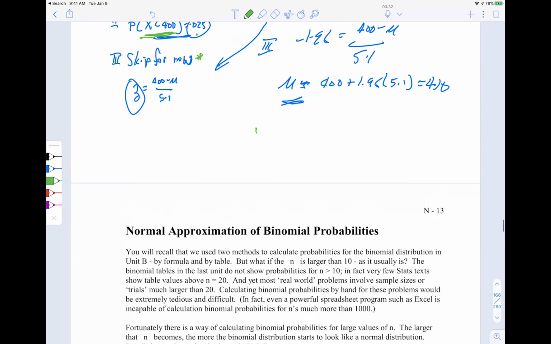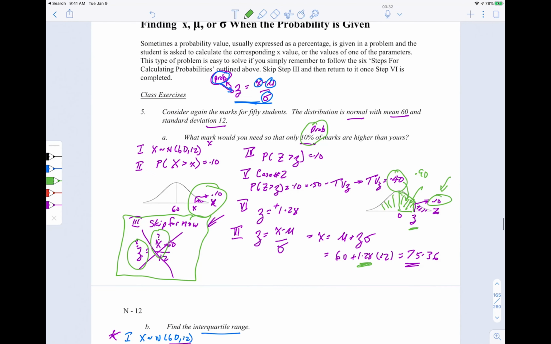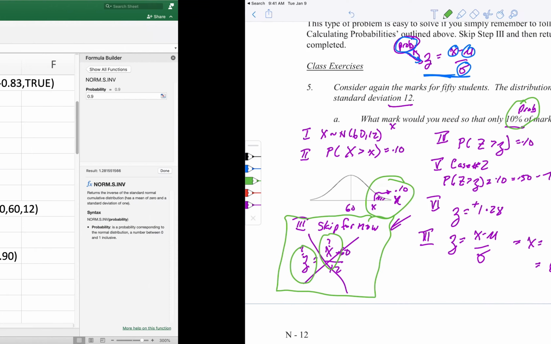Oops, let's go back just a little bit there. All right. So that's where we got the 1.28 from.